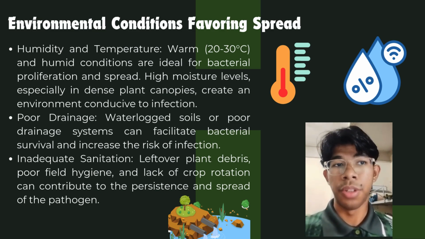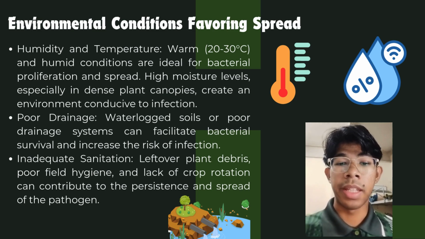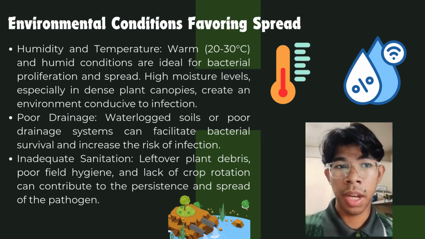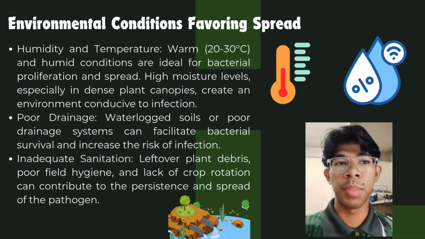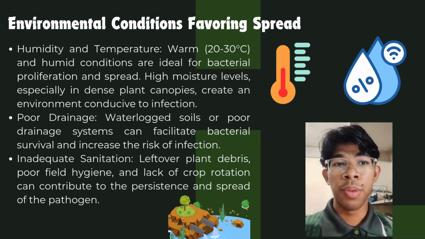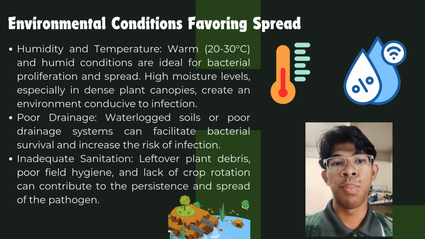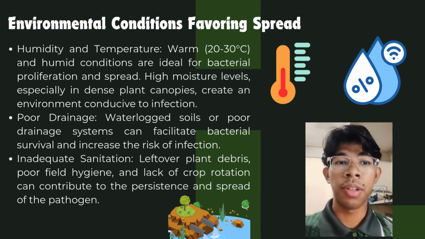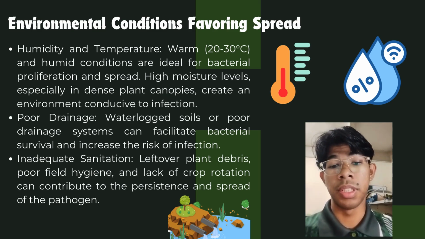So for environmental conditions favoring the spread of the disease, firstly, humidity and temperature. Warm temperatures between 20 and 30 Celsius and humid conditions are ideal for bacterial proliferation and spread. High moisture levels, especially in dense plant canopies, create an environment conducive to infection. Next, poor drainage. Waterlogged soil or poor drainage systems can facilitate bacterial survival and increase the risk of infection. And lastly, inadequate sanitation. Leftover plant debris, poor field hygiene, and lack of crop rotation can contribute to the persistence and spread of the pathogen.